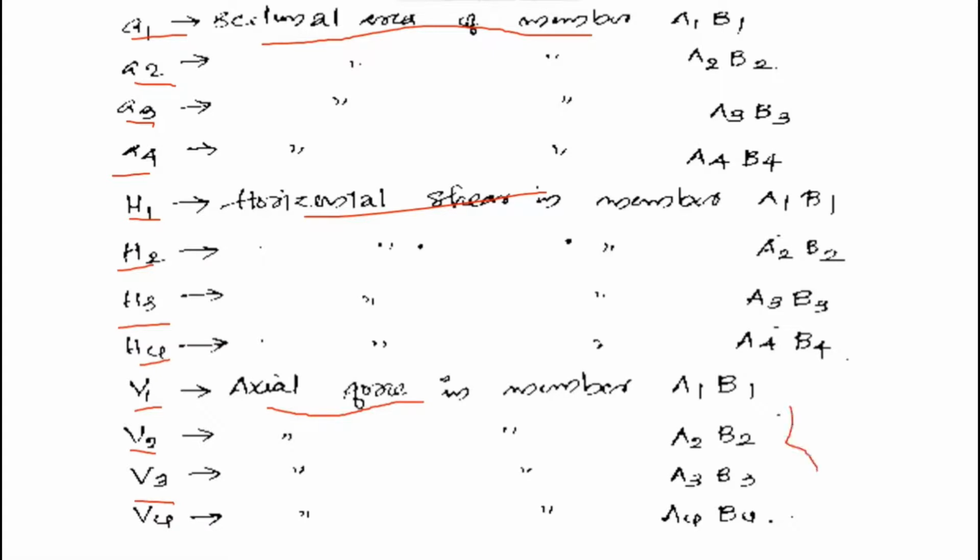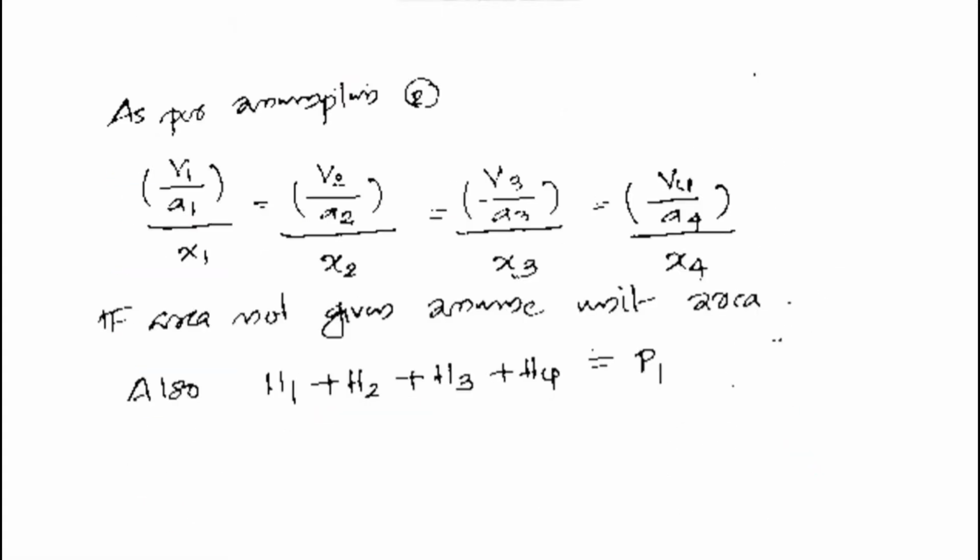As per the assumption 2, we can write that V1/A1/X1 will be equal to V2/A2/X2 equals V3/A3/X3 equals V4/A4/X4. That is, the stress is directly proportional to their distances. If areas are not given, assume a unit area.